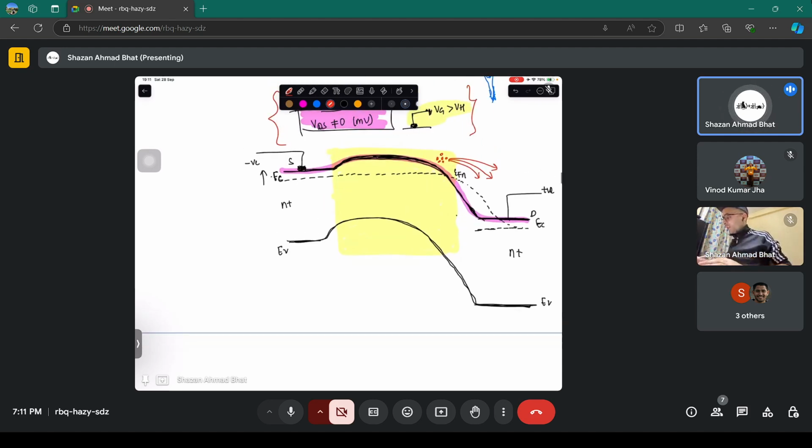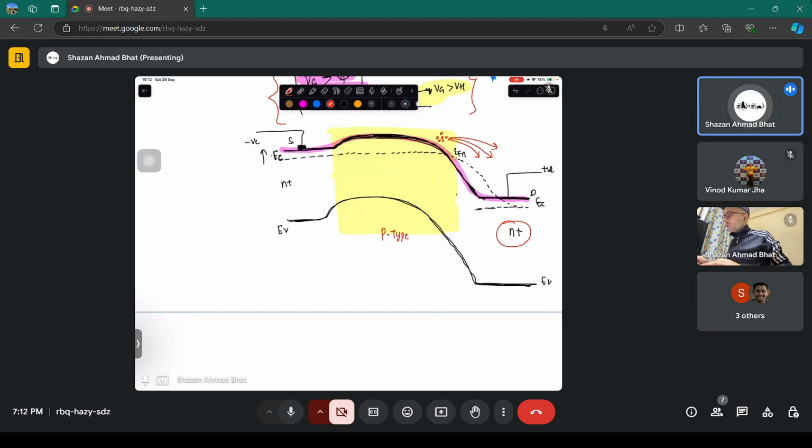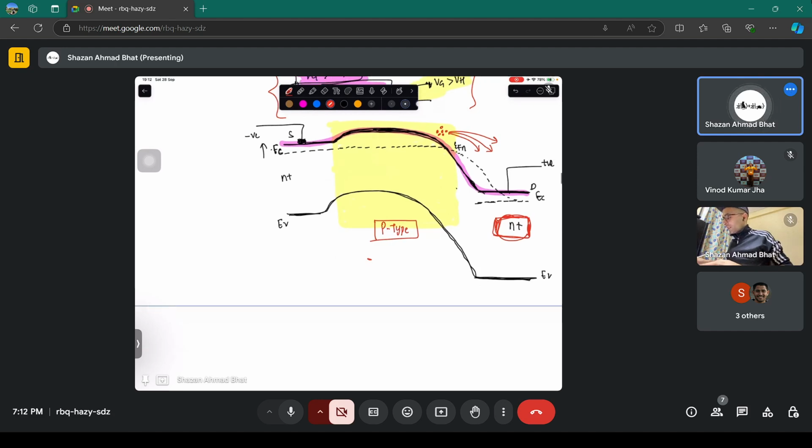Think about it in terms of p-n junction. This is n plus, this is p. You are applying positive to the n plus and negative to the p-type. Why is p-type negative? Because it's connected to the lower end of the substrate. That means, in short, the N plus region is connected to the higher potential as compared to the P-type substrate. That's the concept.